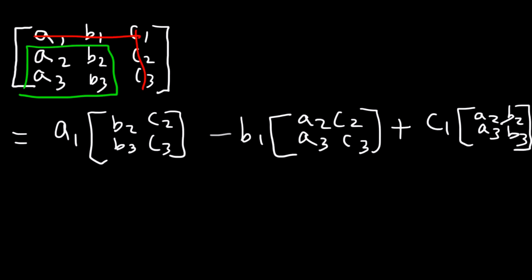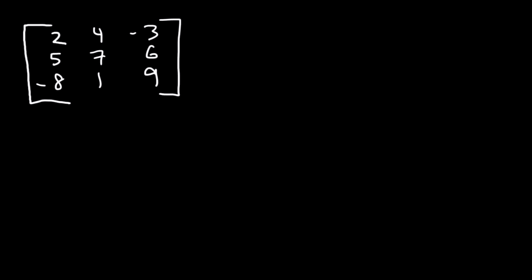So now let's work on an example. So let's say we have 2, 4, negative 3, 5, 7, 6, negative 8, 1, and 9. So feel free to pause the video and work on this example. So we're going to use 2 first. We're going to put the 2 in front. And once we use the 2, we need to get rid of row 1 and column 1. So we're going to use 7, 6, 1, 9. So that's going to be inside the 2x2 matrix.